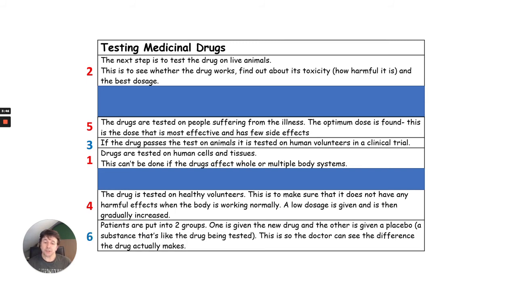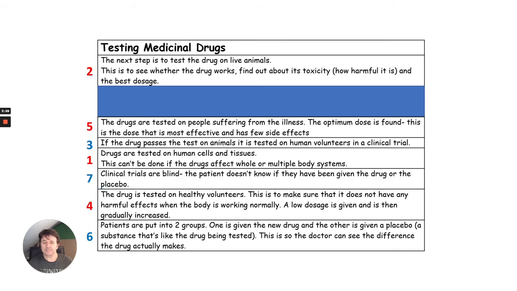Then patients are put into two groups. One is given the new drug and the other is given a placebo, so a substance that's like the drug being tested but it isn't. So this is so the doctor can see the difference the drug actually makes.